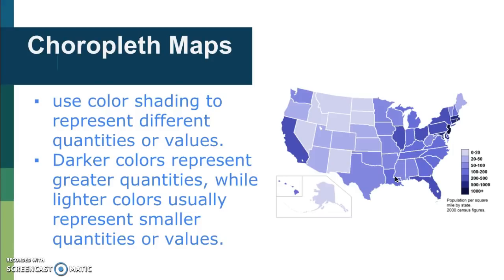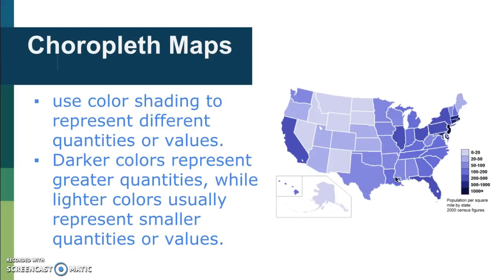Choropleth maps. This is a tongue twister. Choropleth. These maps use color shading to represent different quantities or values. If I look at this one here, I see the United States, and it's in varying shades of bluish purple. So the darker colors represent greater quantities, while lighter colors usually represent smaller quantities.